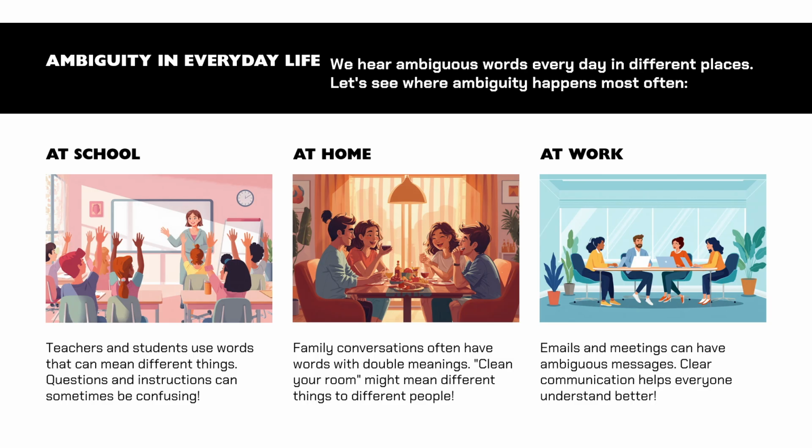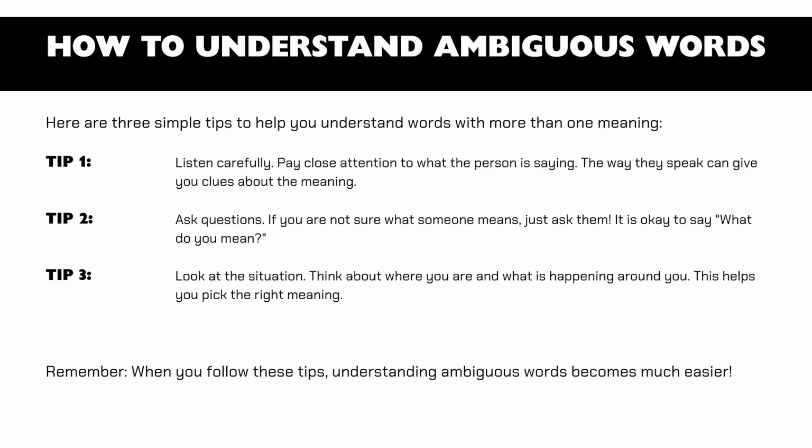The truth is, we encounter ambiguous words every single day. At school, at home, at work. They're everywhere around us. So, how can we understand ambiguous words better? Here are 3 simple tips. First, listen carefully. Second, ask questions when you are confused. And third, look at the situation around the word.